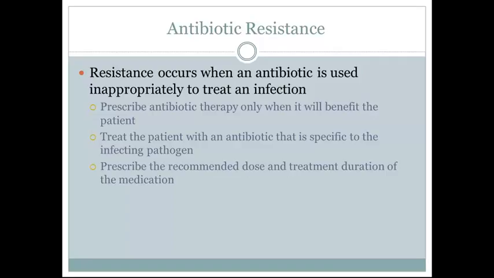So accurate dosing, so not a decreased dose or fewer days of the dose. This might cause resistance in that infection. And then sometimes what can happen is patients will not take the medication as prescribed, and this can develop antibiotic resistance.